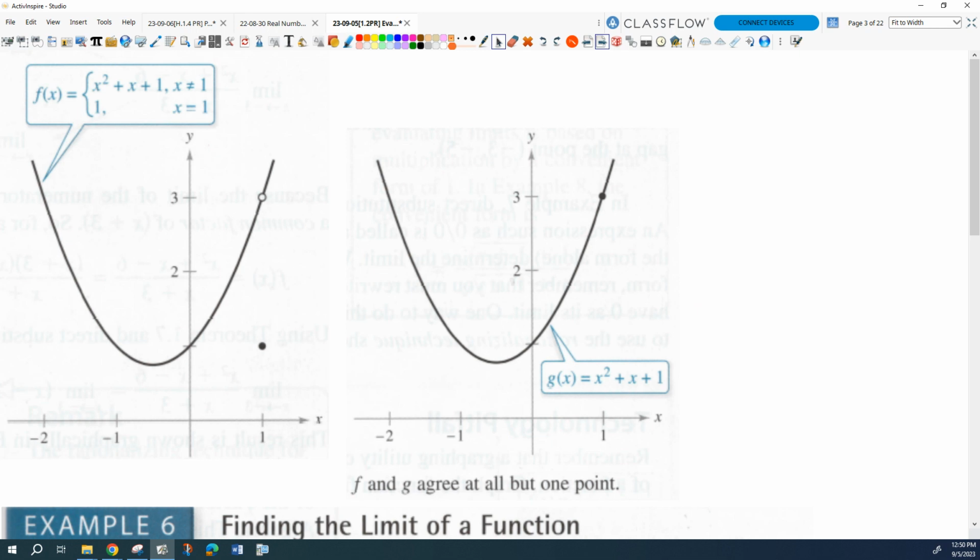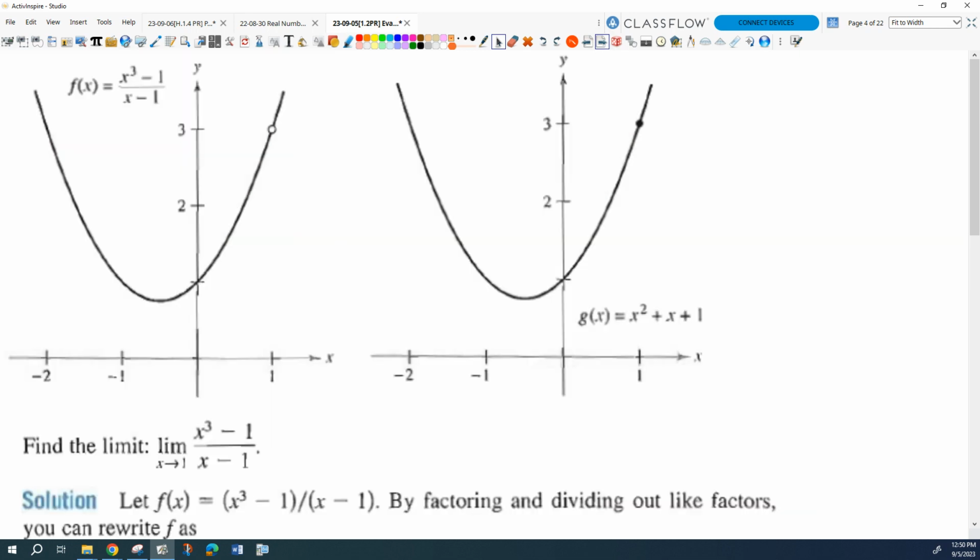I'm going to skip ahead for just a second, just to make a point, and then we'll come back to this one. Yeah, here's a good one, okay? So same kind of thing going on.